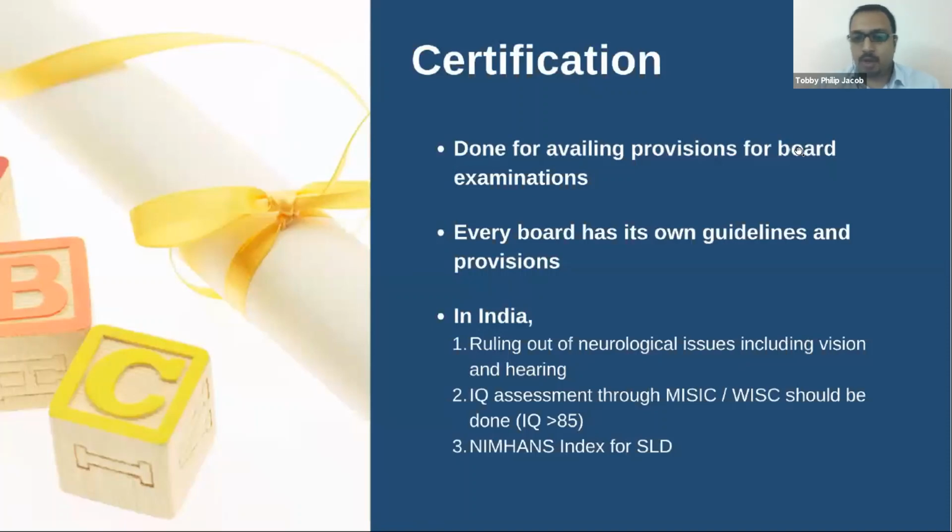That means you will have to rule out that there are no neurological issues. And the second is the IQ assessment through MISIC and WISC. The child should have an IQ of above 85. I had previously told you that according to the DSM-5 criteria it is 70 or more. But in India, we follow an IQ of 85 or more as per the Government of India rule. And the assessment that has to be done is through the NIMHANS Index for SLD. Okay. That means all the detailed areas can be seen.